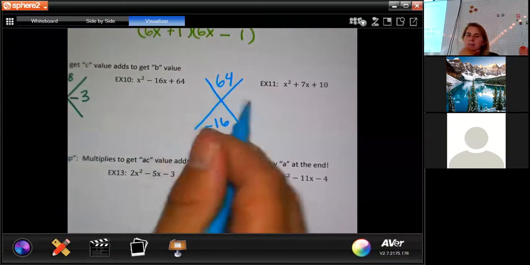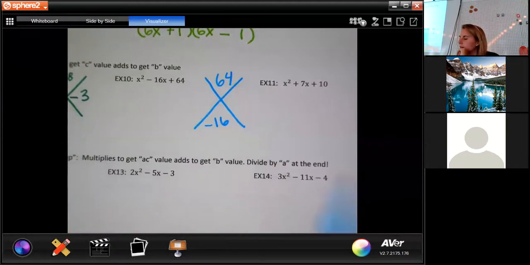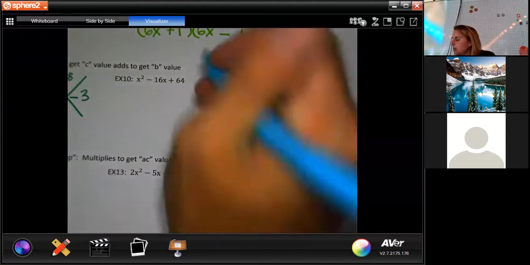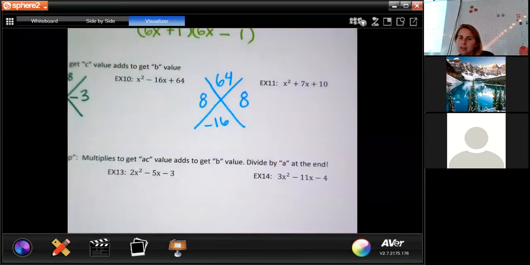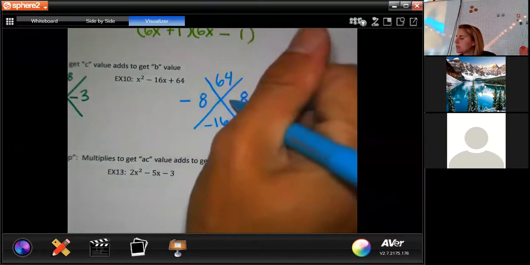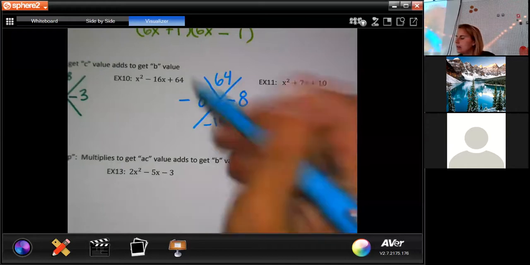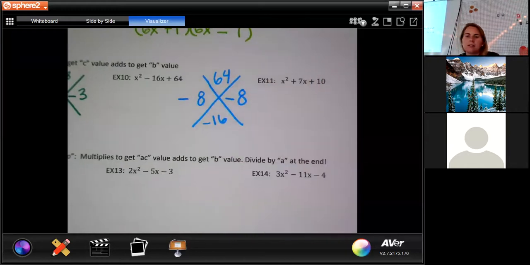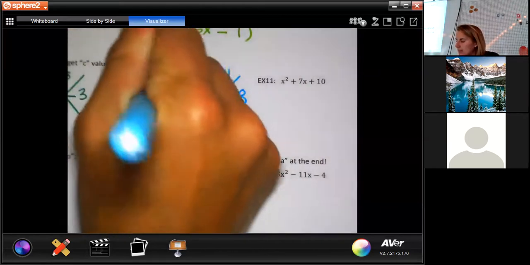I know these signs are going to be the same, and we want to multiply and get 64, add to get 16. So I'm thinking 8 and 8. And because I want to add and get a negative 16, these guys are going to both be negative. Double negative turns to a positive. And when you add it up, it keeps the negative sign. So x minus 8, x minus 8.